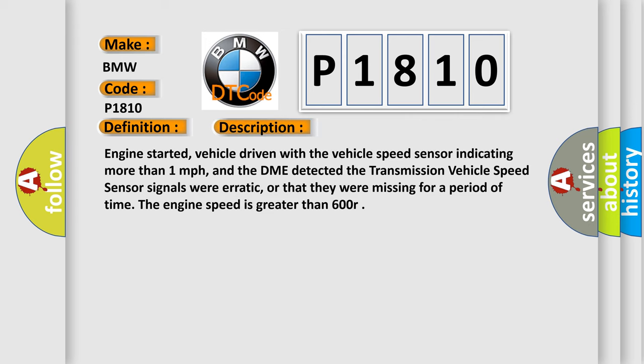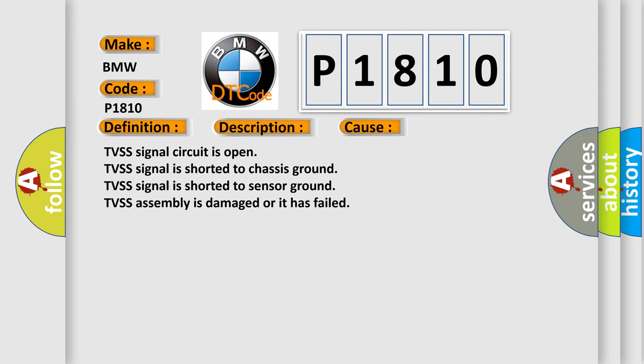Engine started, vehicle driven with the vehicle speed sensor indicating more than 1 mile per hour, and the DME detected the transmission vehicle speed sensor signals were erratic, or that they were missing for a period of time. The engine speed is greater than 600 RPM. This diagnostic error occurs most often in these cases: TVSS signal circuit is open, TVSS signal is shorted to chassis ground, TVSS signal is shorted to sensor ground, TVSS assembly is damaged or it has failed.